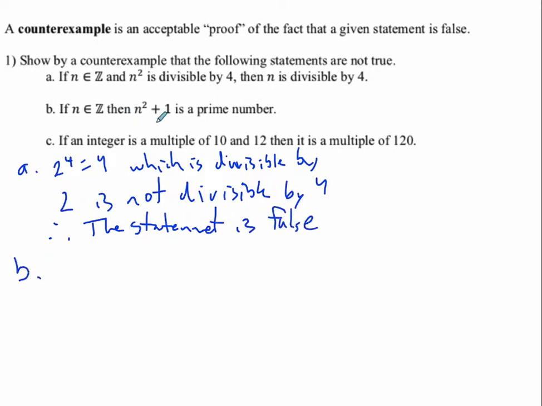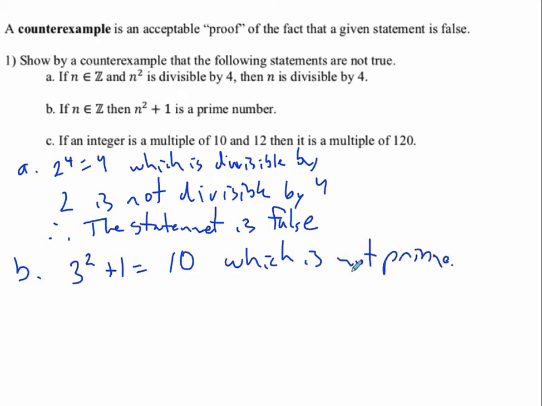Okay, let's look at the next one. n squared plus 1 is a prime number. Well, if you try 1 squared plus 1 is 2, that's prime. 2 squared plus 1 is 5, is prime, so just keep going until you find one. 3 squared, there you go. So 3 squared plus 1 equals 10, which is not prime. Therefore, the statement is false.